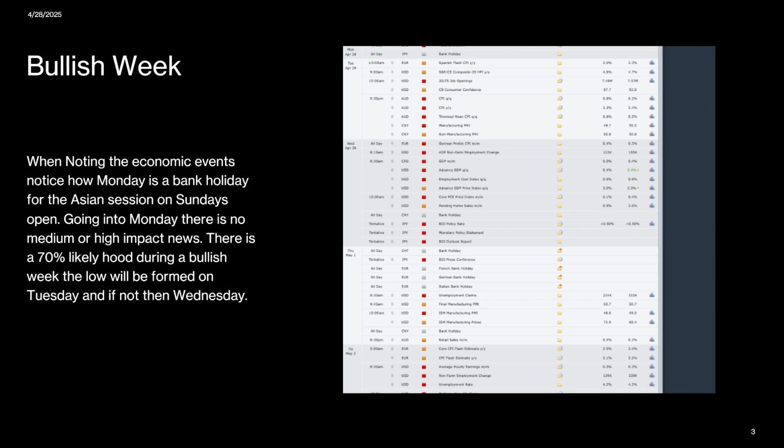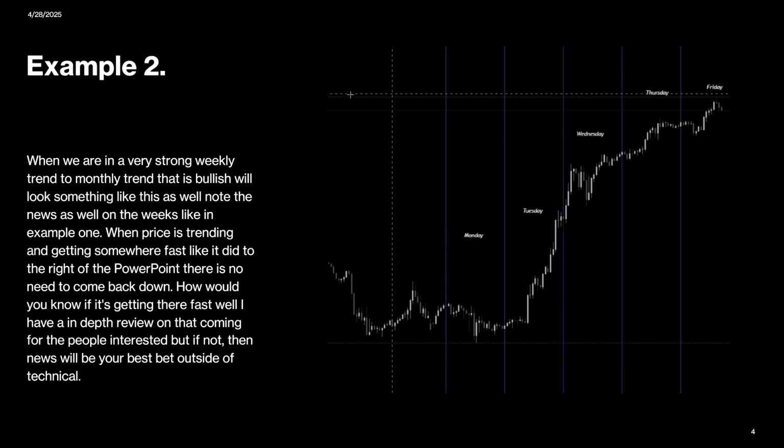There is a 70% likelihood during a bullish week the low will be formed on Tuesday, if not, then Wednesday, like I stated last slide. So we're going to go into another example. Here's another example. This is trend. This is when you're in a very fast-moving trend that is very bullish.